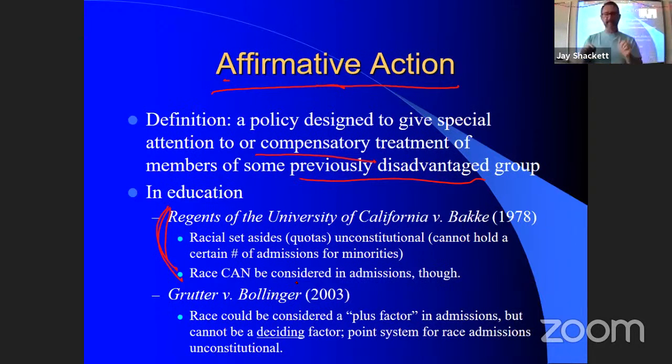Now remember where we started this. Is that a discrimination on the basis of race? Absolutely it is. Now the question is, but is it a reasonable one? Okay. And the Supreme Court essentially said somewhat yes to affirmative action programs.